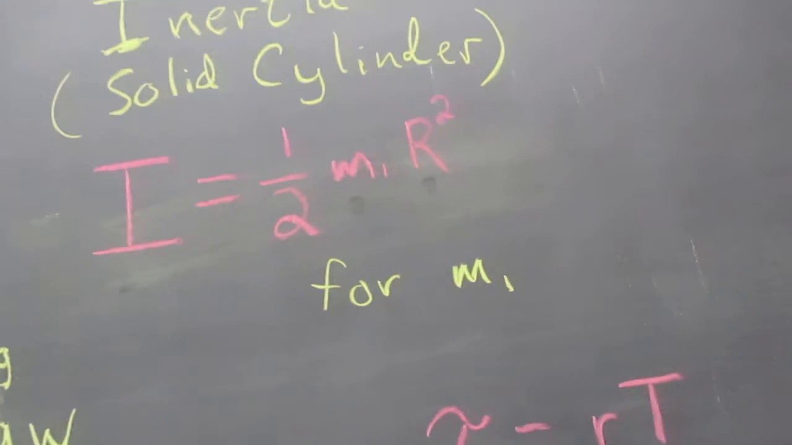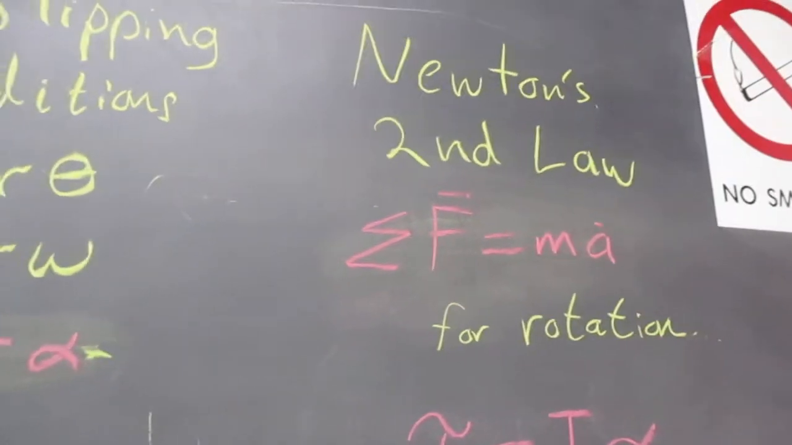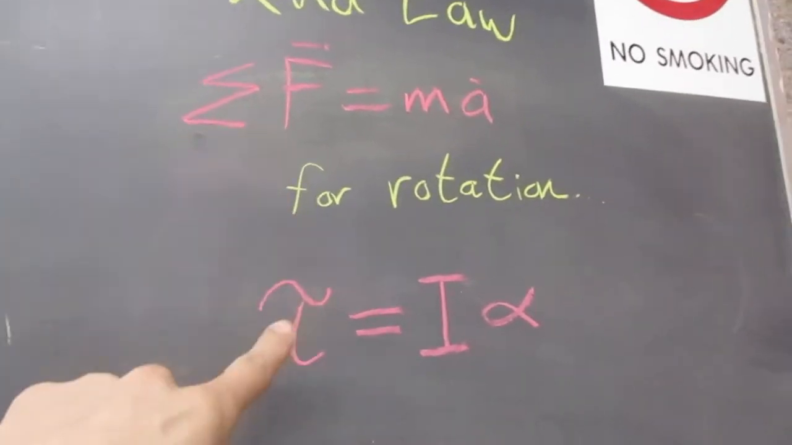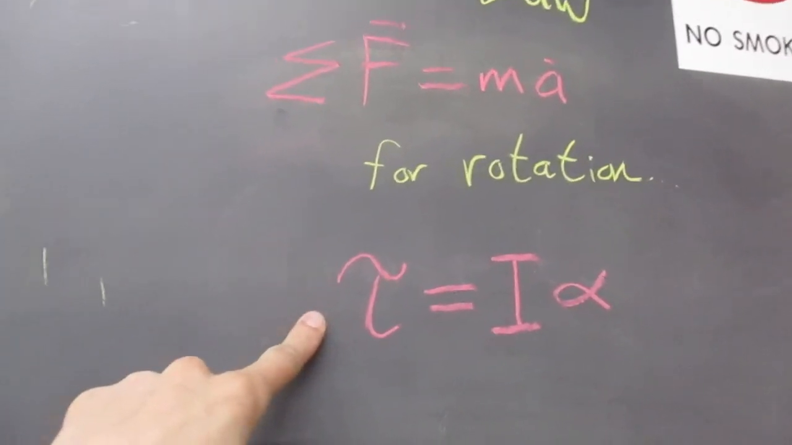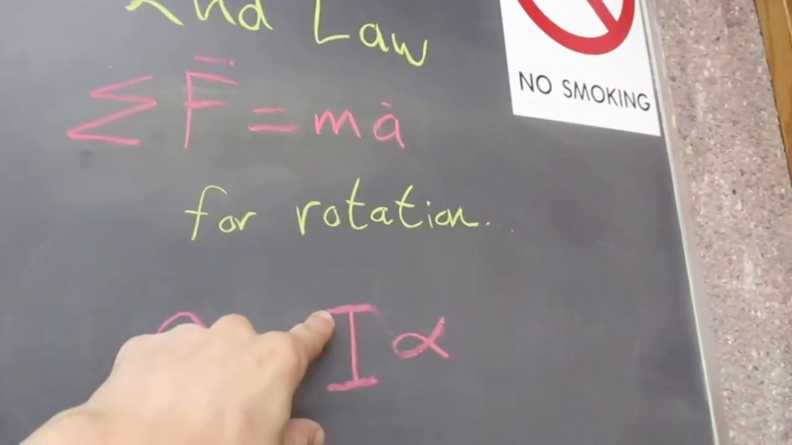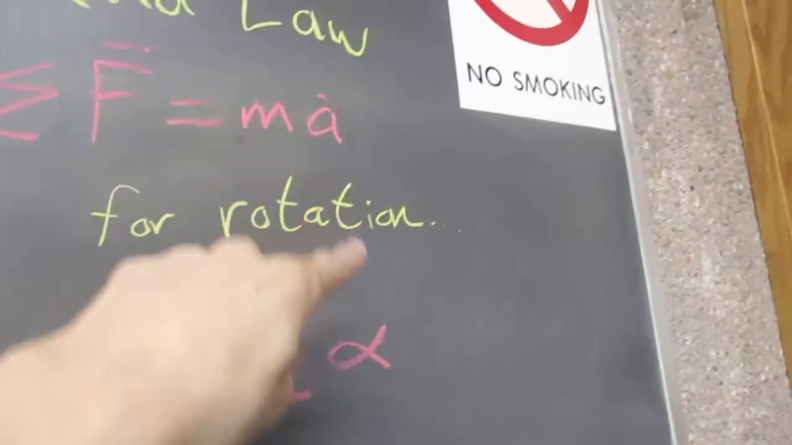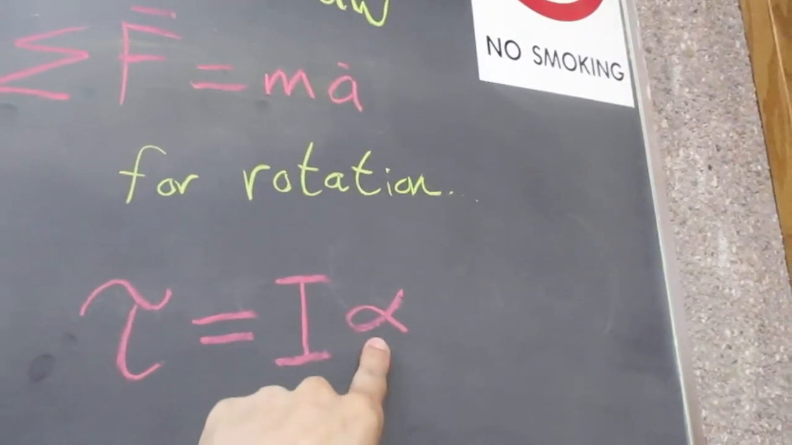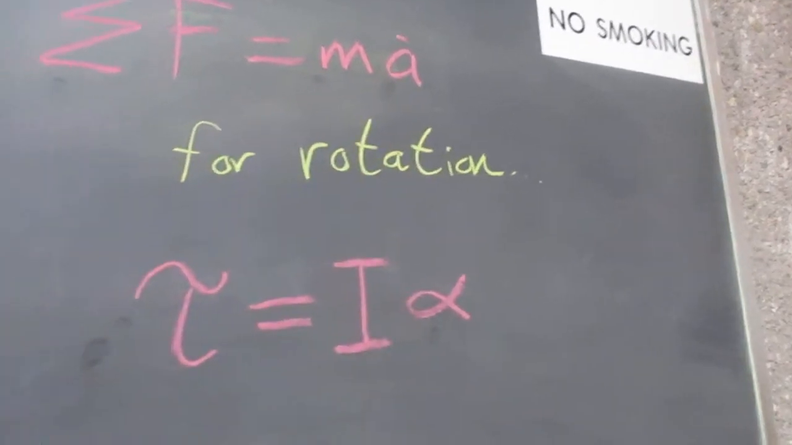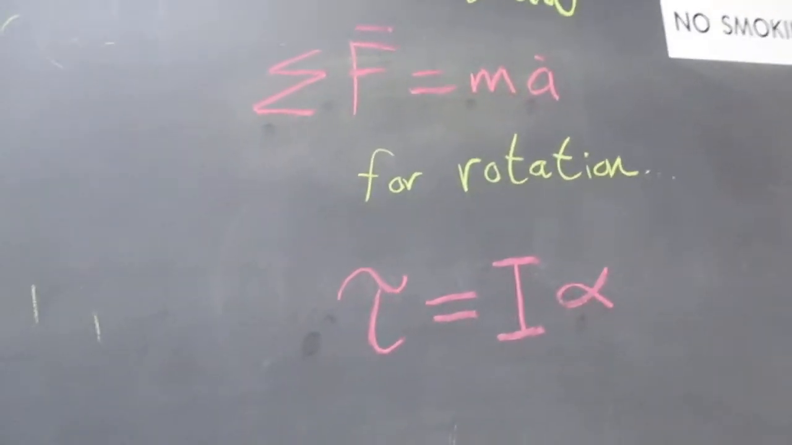Okay. We also have Newton's second law, which we will use, and also Newton's second law for rotation, where torque acts like force, moment of inertia is analogous to mass, and alpha is angular acceleration, which is analogous to linear acceleration. So we're going to use both of these.